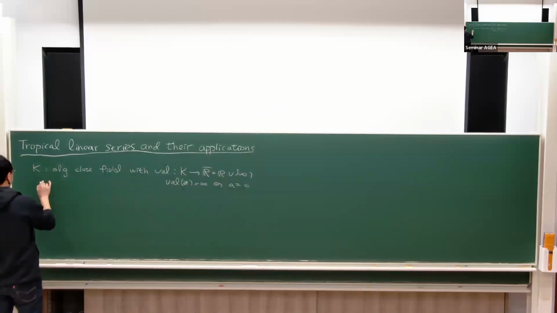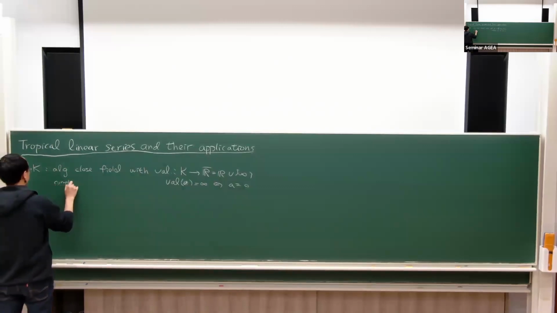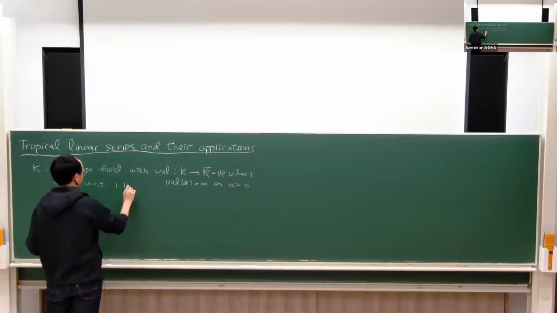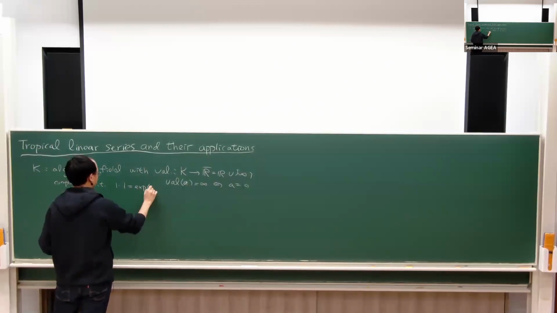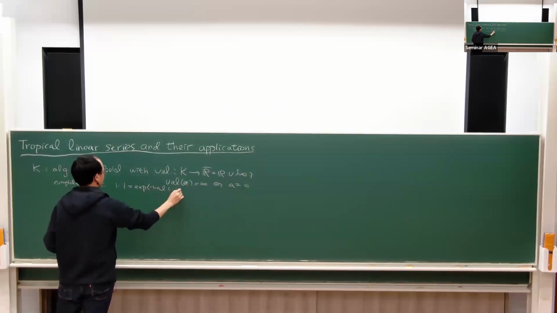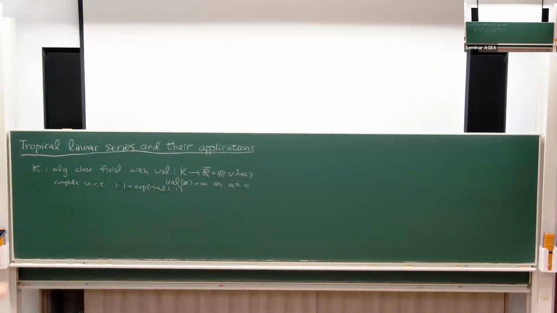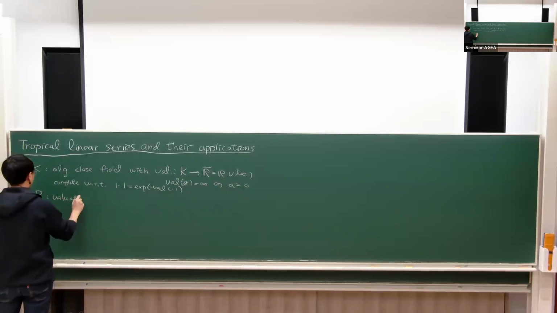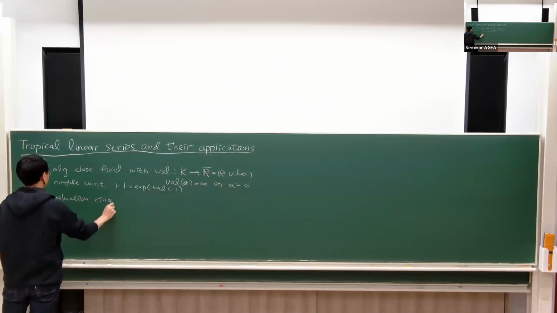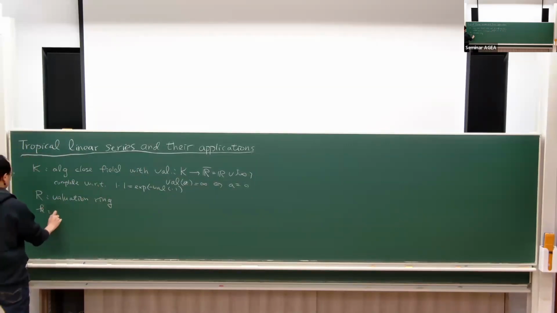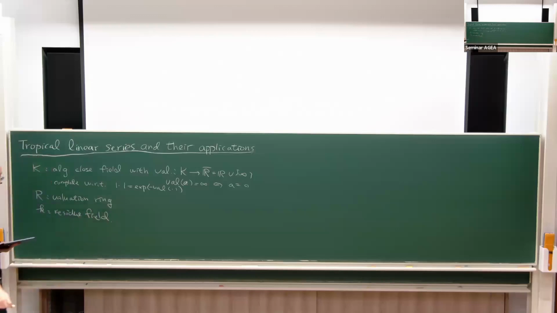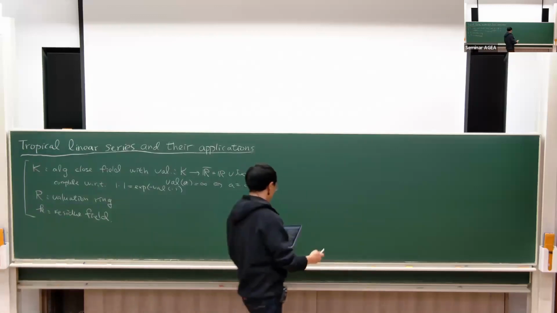And this is complete with respect to the following norm. So this is our assumption, and R will be the valuation ring, and k will be the residue field. So we use this notation throughout the talk.